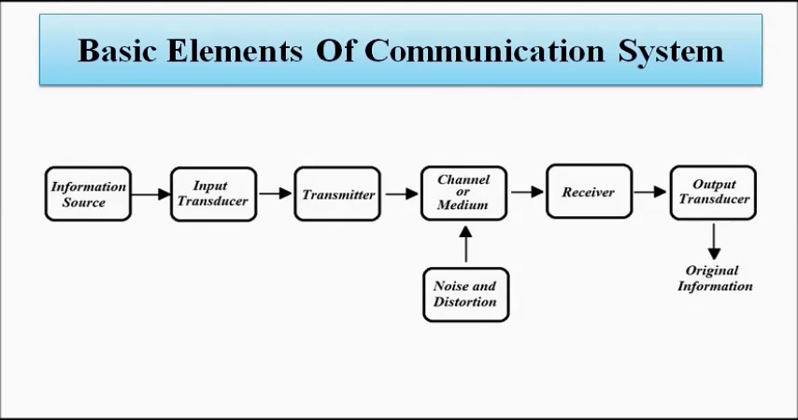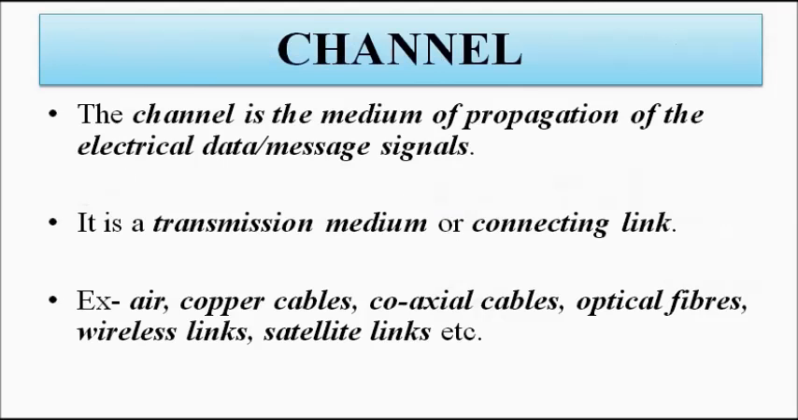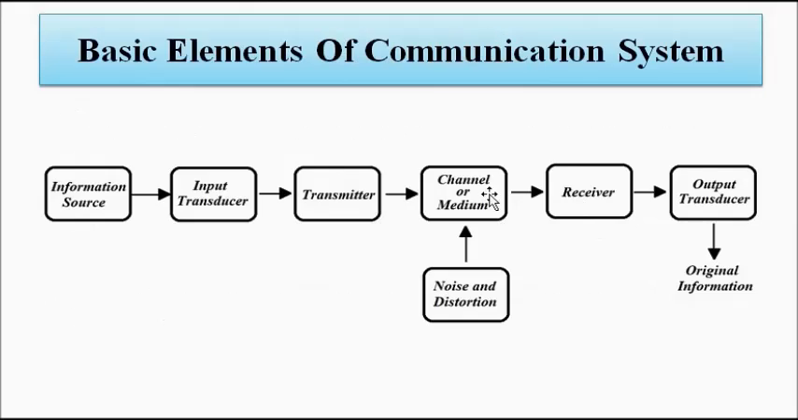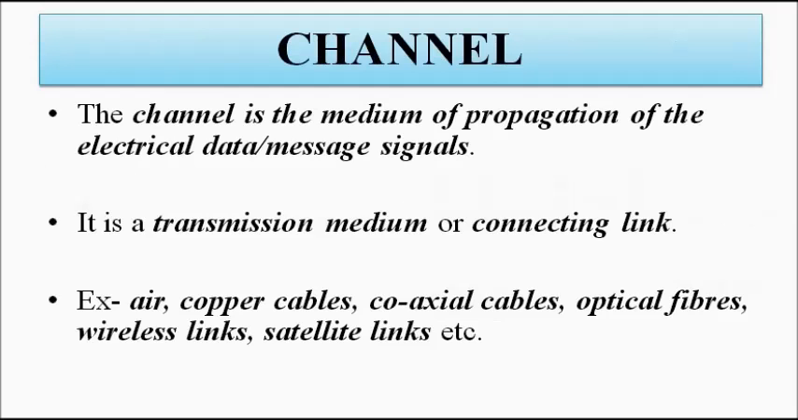Then we have the channel or medium. The channel is basically the connecting link between the transmitter and the receiver, as I said. It connects both of them. Now various types of channels are there, which we can broadly divide into two categories: wired channels or wireless channels.